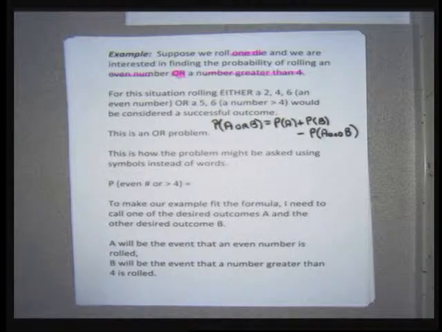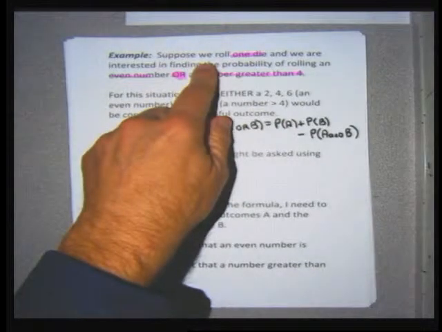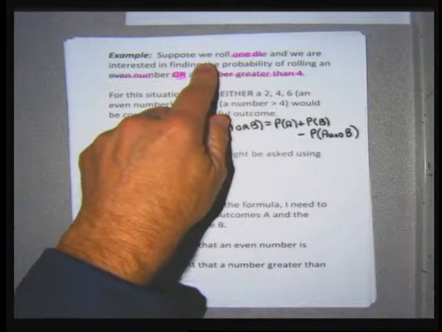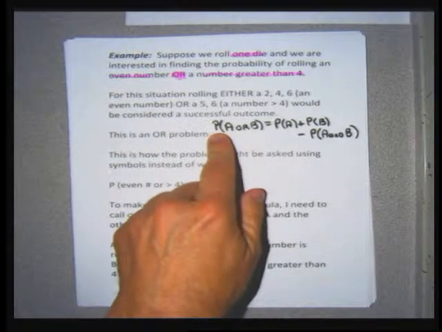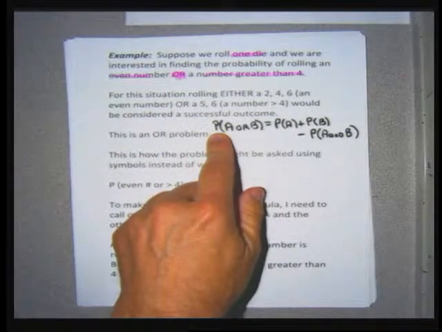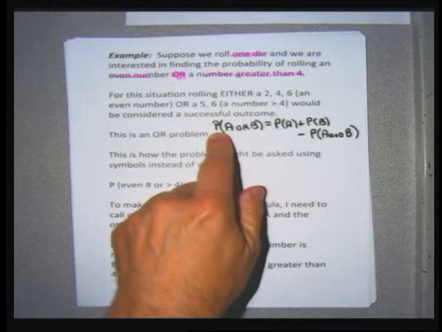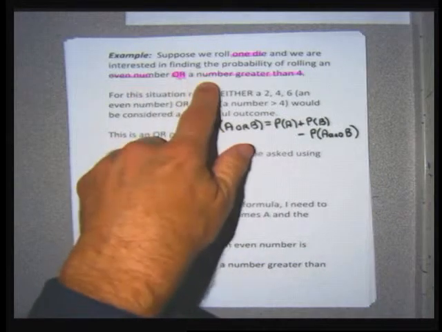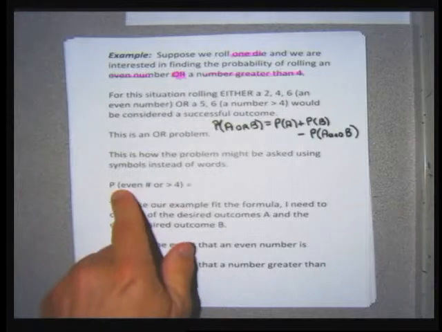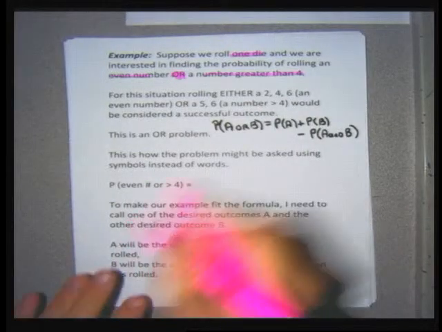So somehow we need to make our problem fit the formula, or make the formula fit our problem, one way or another. At first I'm going to make our problem fit the formula, and then I might start making the formula fit our problems once we get more used to it. So if I wanted to write this question in more proper mathematical notation using P for probability, I'm supposed to find the probability of getting an even number or a number greater than 4. I've rewritten the problem to this.